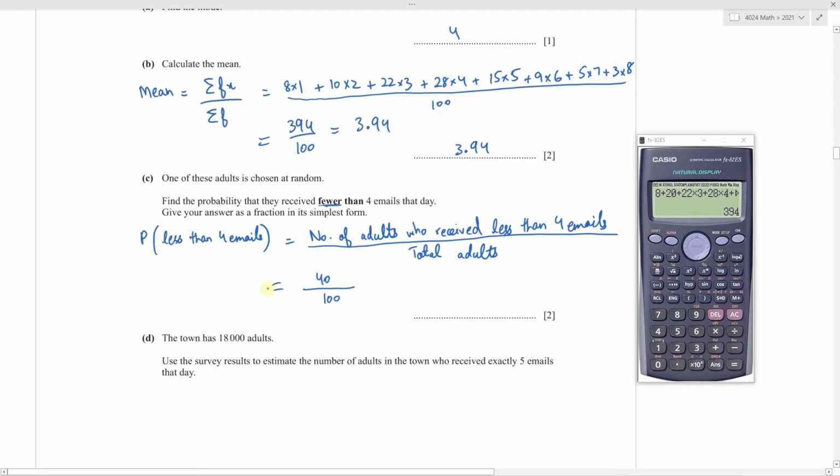So probability that if you choose someone, they have received less than 4 emails will be 40 over 100. Zeros and zeros cancel out, 4 over 10, and in the simplest form this will be 2 over 5.